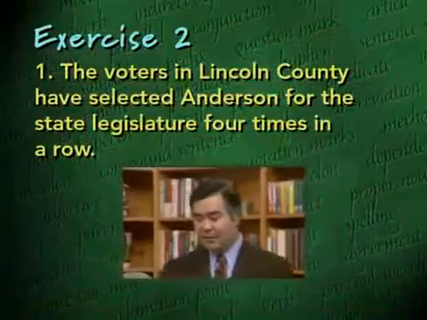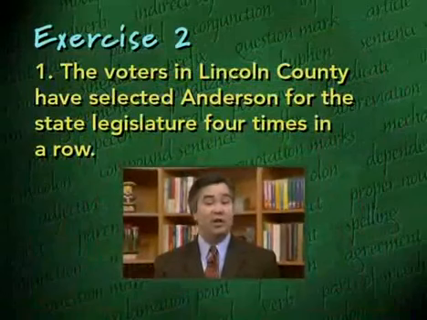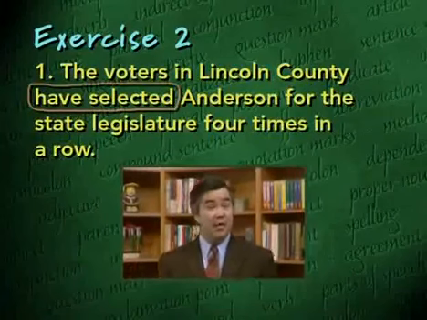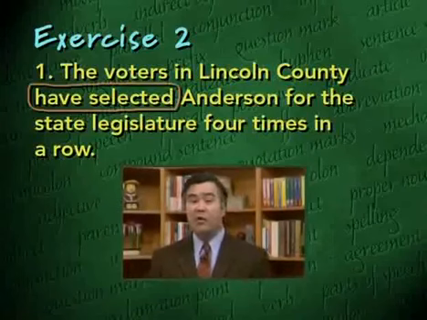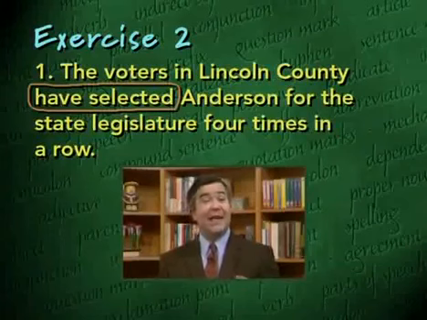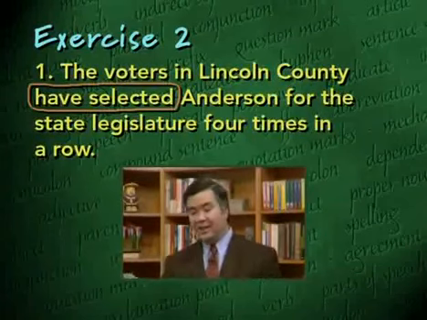In order to decide whether there's a direct object or not, you need to begin by finding the verb and then looking to see whether there's a word that receives the action of the verb. Let's begin. The voters in Lincoln County have selected Anderson for the state legislature 4 times in a row. Let's begin by finding the verb in this sentence. The verb is have selected. Remember that some verbs contain more than one word, in which case we refer to it as a verb phrase. In this sentence, have selected is the verb phrase, which gives the action to the sentence.